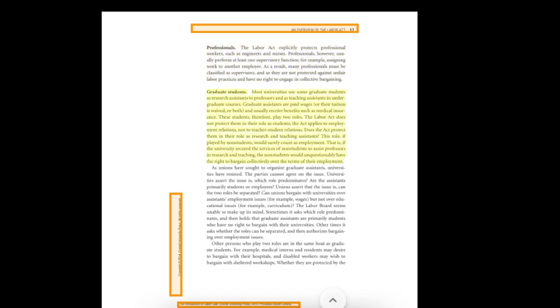Graduate students. Most universities use some graduate students as research assistants to professors and as teaching assistants in undergraduate courses. Graduate assistants are paid wages, or their tuition is waived, or both, and usually receive benefits such as medical insurance. These students, therefore, play two roles. The Labor Act does not protect them in their role as students. The Act applies to employment relations, not to teacher-student relations.